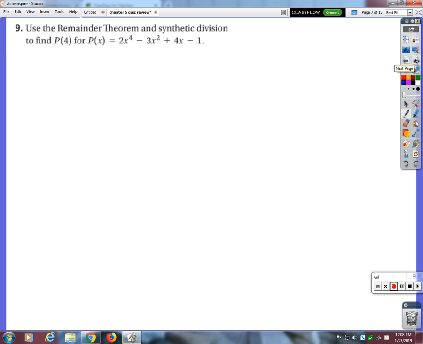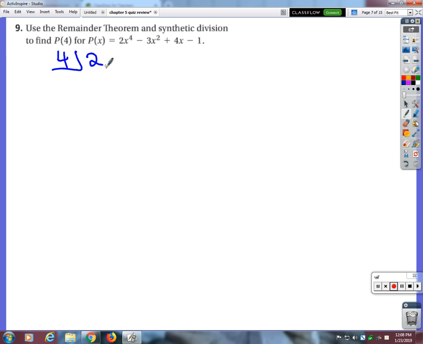All right, number 9. Now we're back on solid ground. This is what we were just doing. This is what your homework was from yesterday. Use the remainder theorem in synthetic division to find P of 4. So what that means is put 4 in the box. And then I need to put the coefficients down. The only thing you have to be careful of, Callista, when you're doing synthetic division, make sure you don't skip any powers. So this is 2x to the 4th, so that gets a 2.